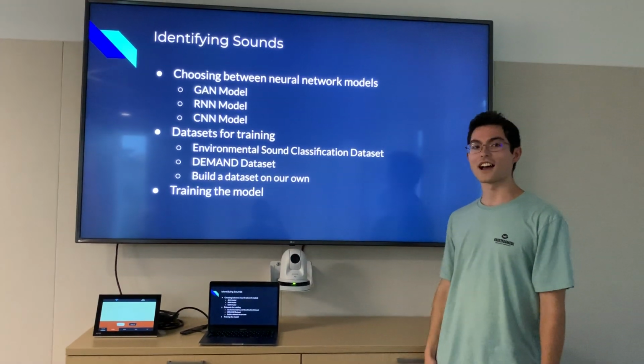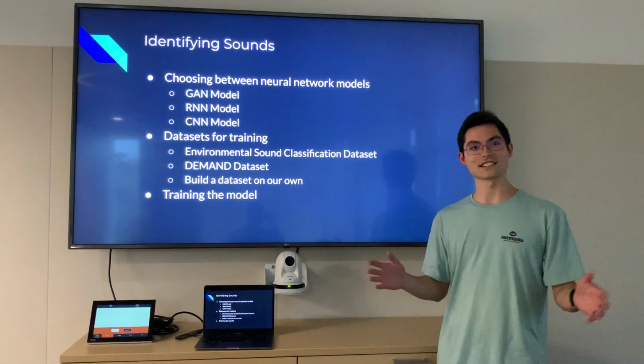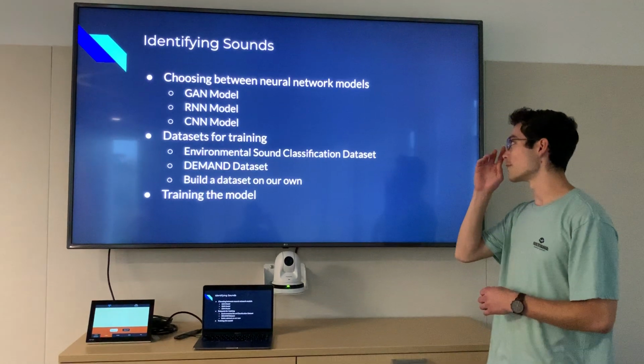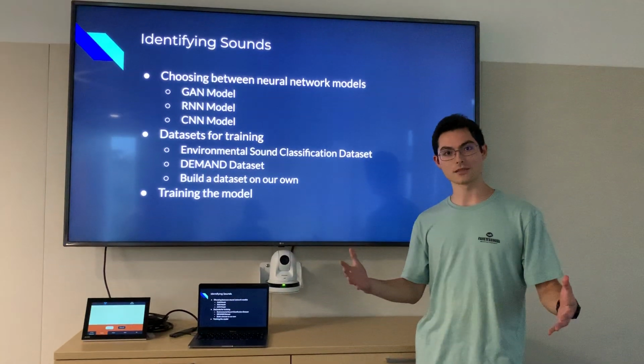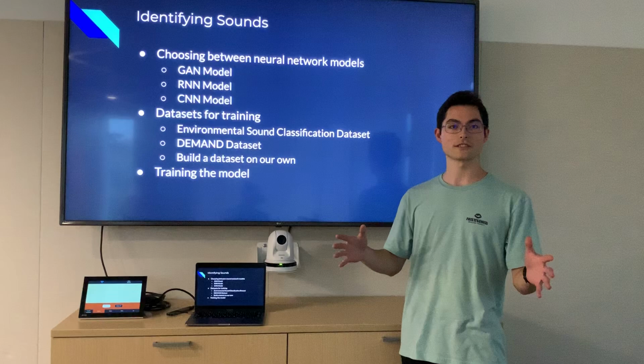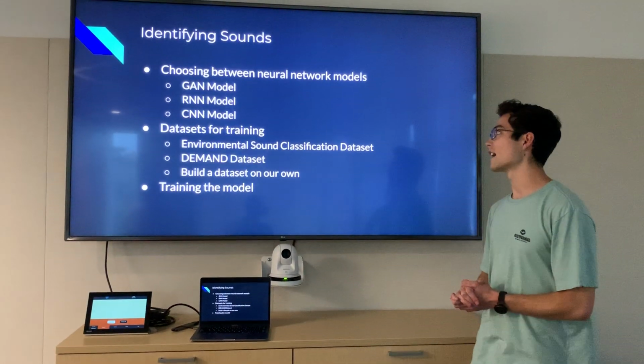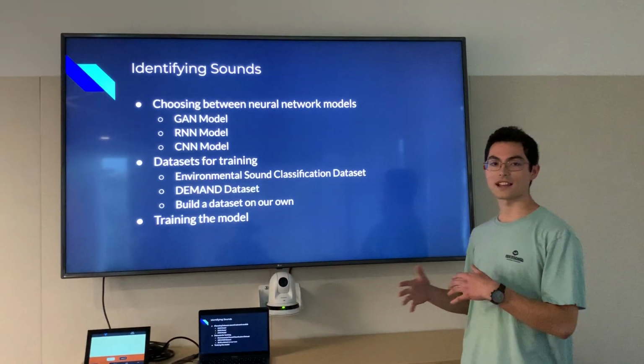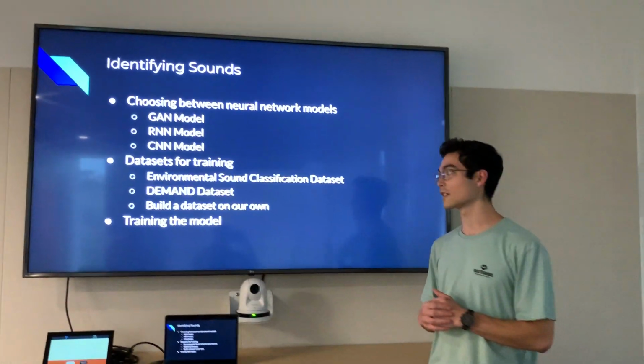For slide 4, I'm going to talk a little bit about identifying the sounds in our system. So like I said, this is a classification problem, something that's well suited for a machine learning solution. And since we decided on that, we decided to explore some different models of machine learning that we could use.